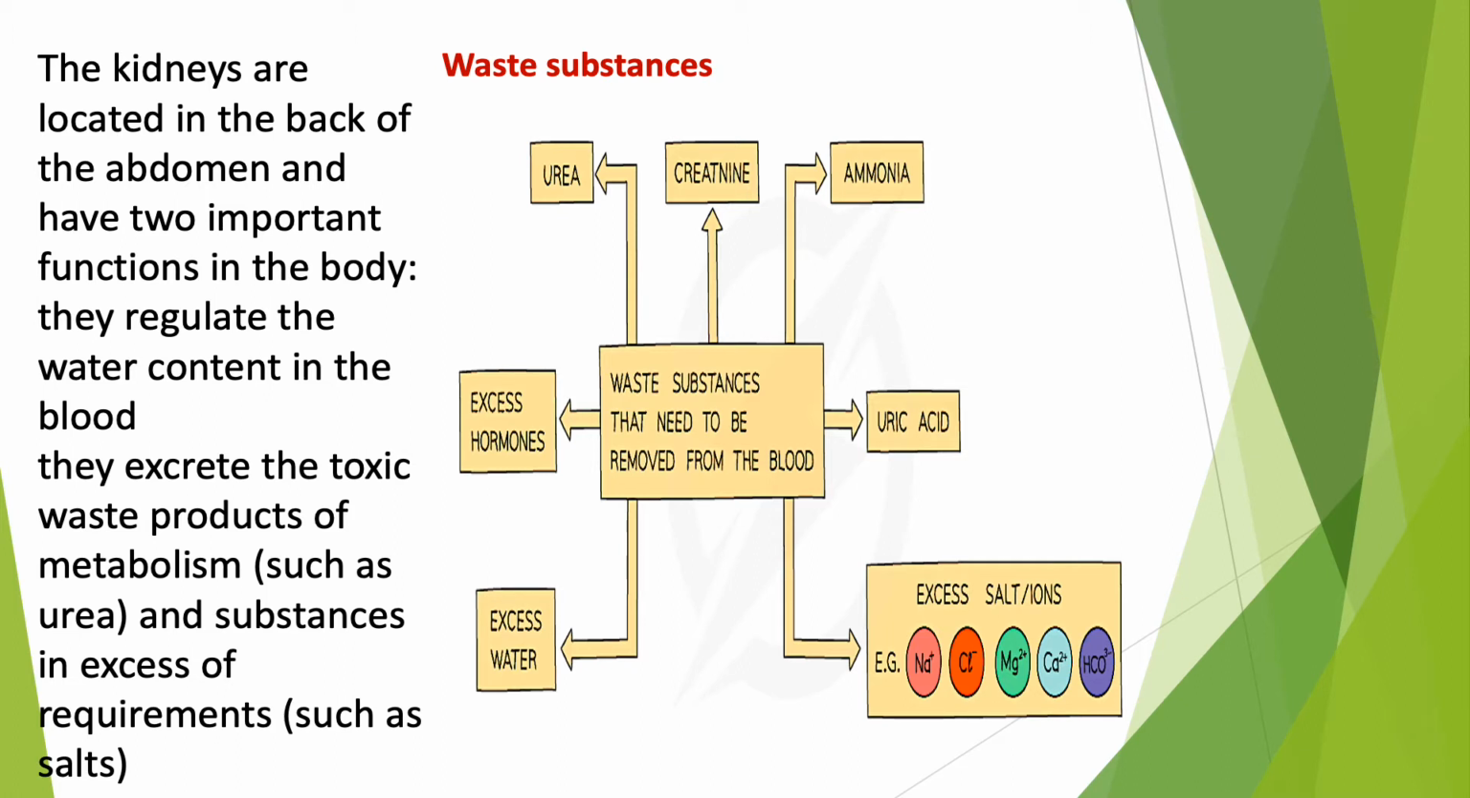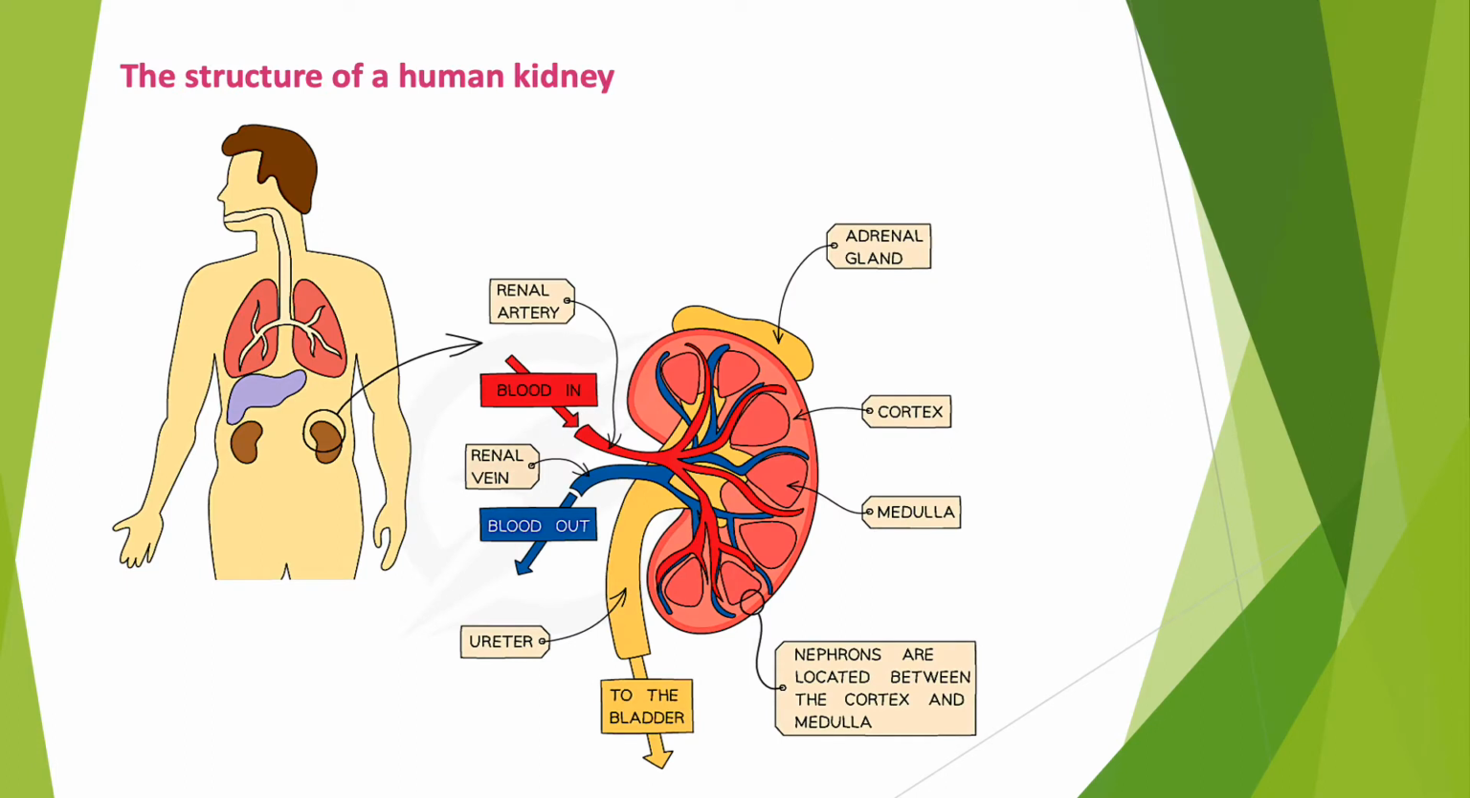The waste substances are mentioned in the diagram beside. Let's focus on the structure of a human kidney. When you take a closer look at the cross section of a human kidney, you'll notice the important organs such as the cortex, medulla, ureter, renal vein, renal artery.